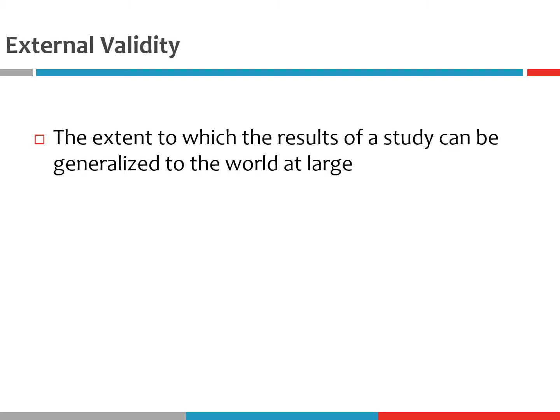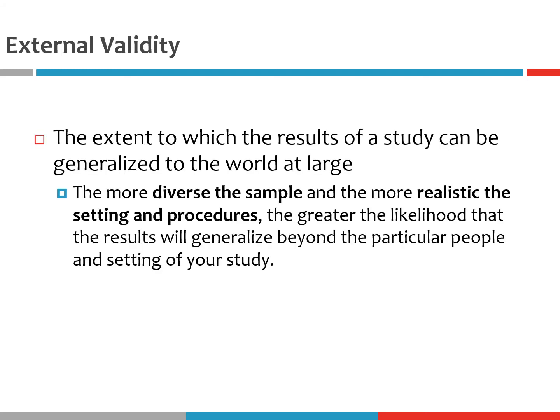External validity is the extent to which the results of a study can be generalized to the world at large. Okay. So how can we increase external validity? Well, we can actually do lots of things. So we can make sure that we have as diverse of a sample as possible, right?